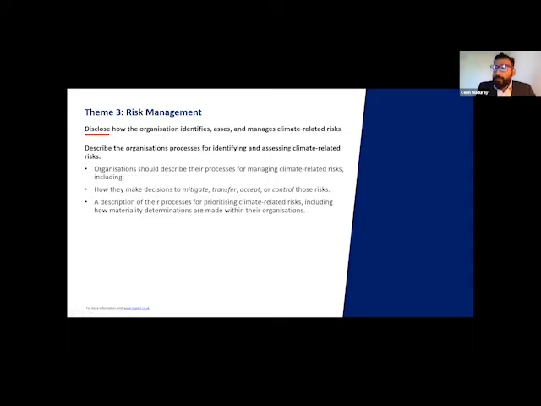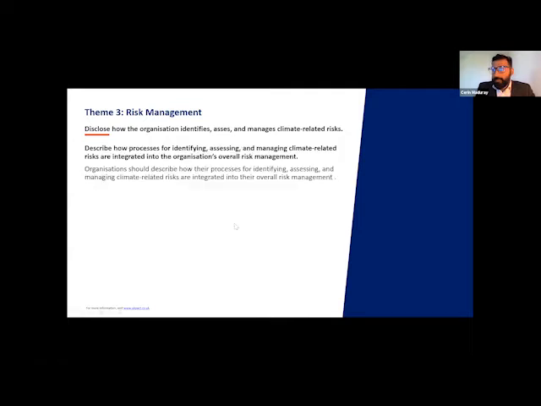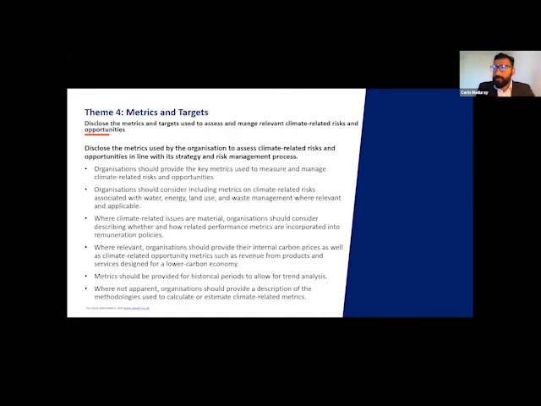The second part of the risk management theme is also on processes. It's about identifying and assessing climate-related risks, but here it's important to focus on the decisions made to mitigate, transfer, accept, or control those risks that were identified. The last part of the risk management theme is about how organizations integrate the climate-related risk management process within the overall organizational risk management process. So a big focus for all reporting frameworks and guidance on climate risk management is integrating into the overall organizational structures and processes.